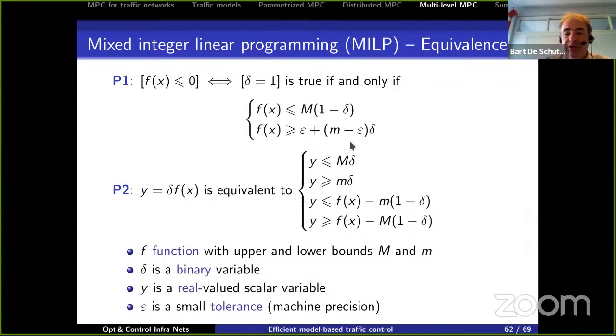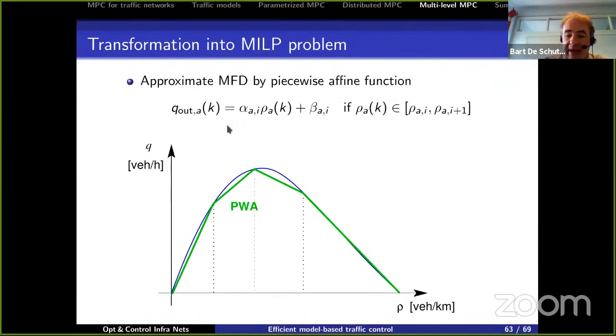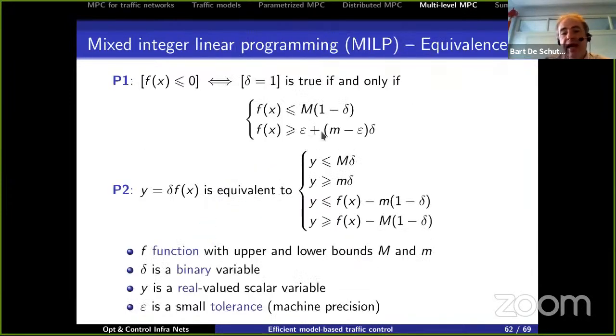function, small m is the minimum of the function, and epsilon is just a small numerical tolerance to translate a strict inequality, so f bigger than 0 will be translated to f larger or equal than epsilon. And it can be shown just by filling out delta is 0 and delta is 1, that these two statements are equivalent to this Boolean equivalence. And it's important to note that if f is an affine function, this is actually an affine expression, so a linear expression.